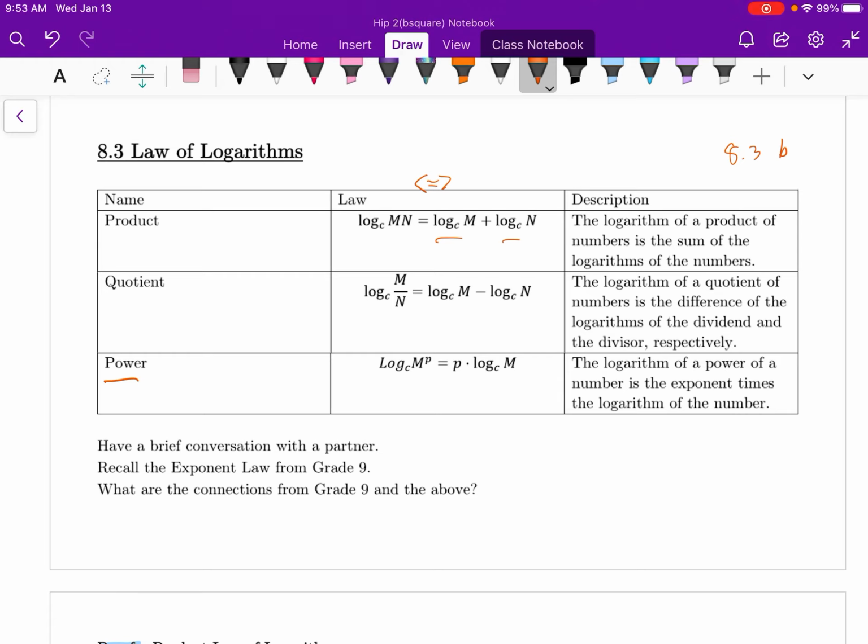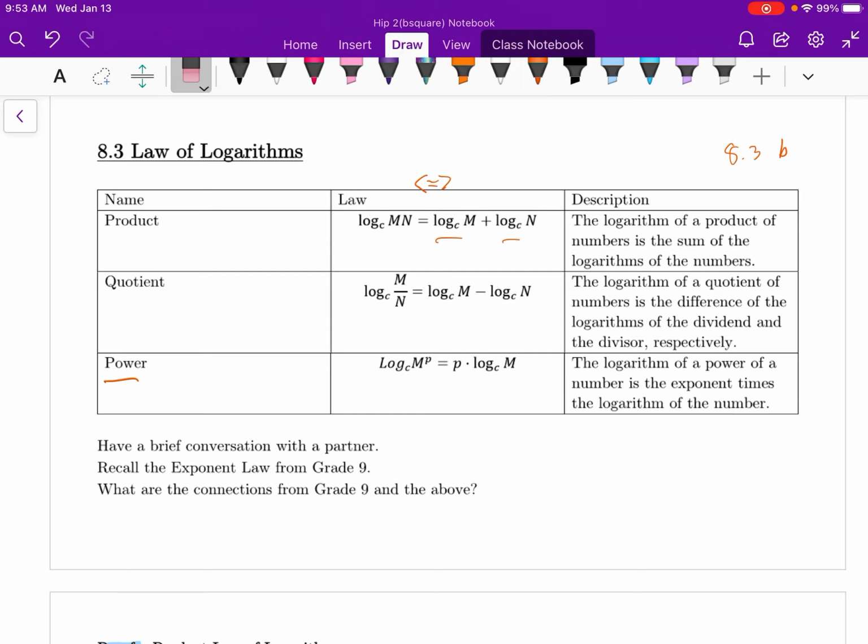Hi everyone. So we're going to apply our knowledge of the exponent laws to the laws of logarithms. And like exponents, there are three logarithm laws. Now hopefully this video goes better than the first 15 seconds of it anyway.